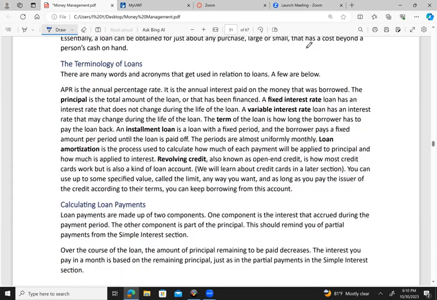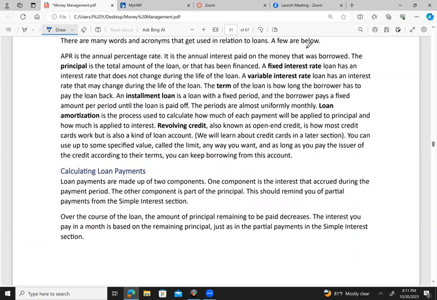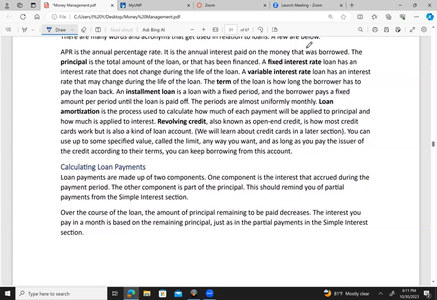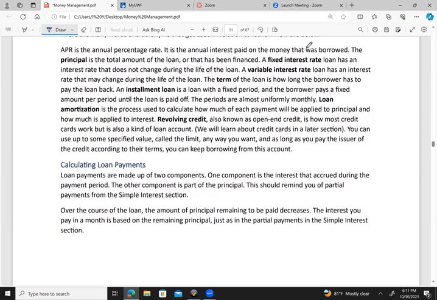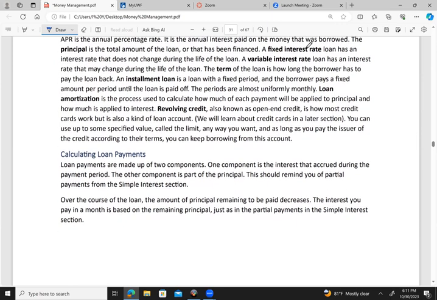First we start with APR, the annual percentage rate. It is the annual interest rate paid on the money that was borrowed. The principal is the total amount of the loan or that has been financed. A fixed interest rate loan has an interest rate that does not change during the life of the loan. A variable interest rate loan has an interest rate that may change during the life of the loan. The term of the loan is how long the borrower has to pay the loan back.